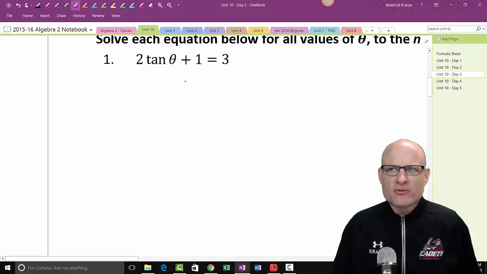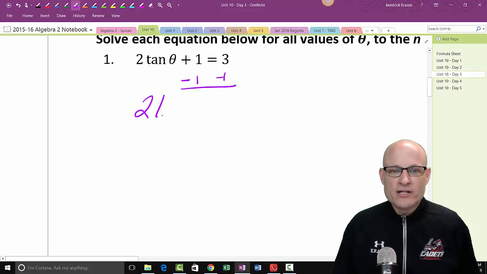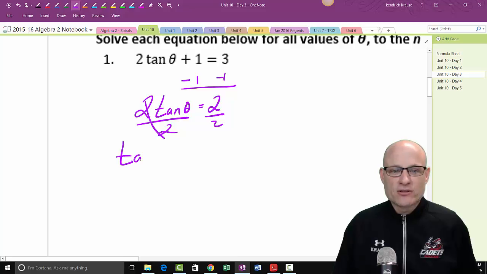Seems like we've been here before. Seems like I've done this almost exact same problem like 3 times now. Nothing's changing much today except we're working with tangents. So we're going to subtract 1. I get 2 tangent theta equals 2. Divide by 2. Divide by 2. And I get tangent theta equals 1.